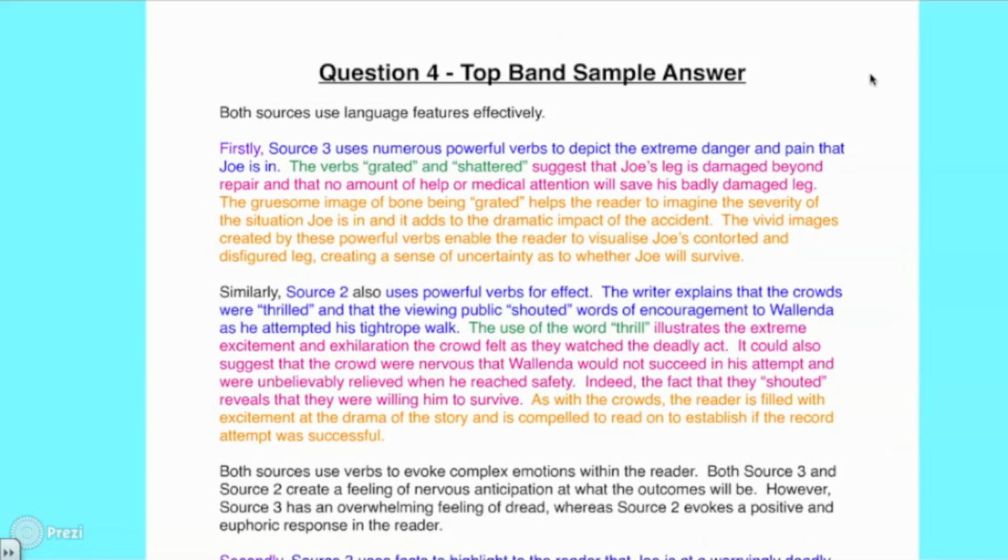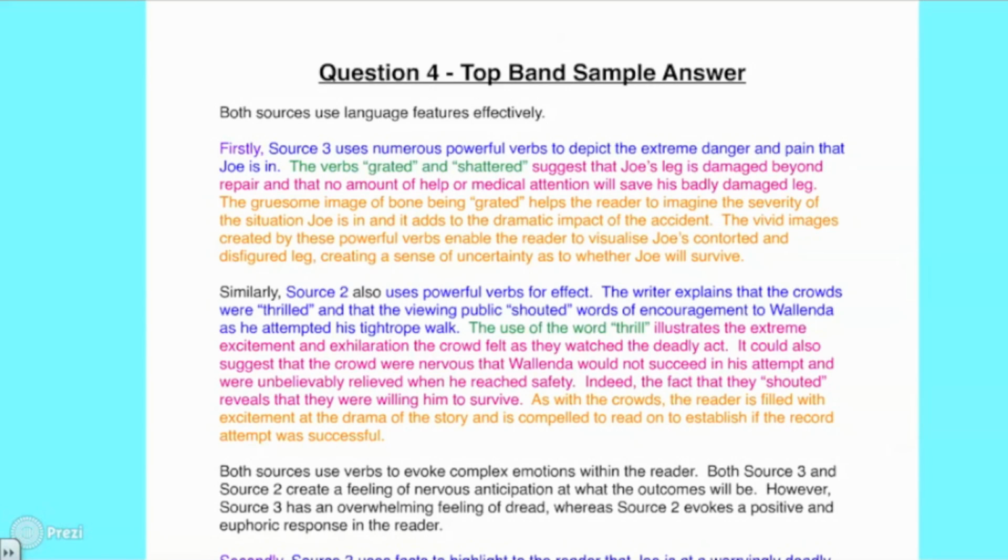So then I've looked at source 2 and I've thought, oh, source 2 also uses powerful verbs. So I said similarly, which is my word for comparison, source 2 also uses powerful verbs for effect. The writer explains that the crowds were thrilled and that the viewing public shouted words of encouragement to Wallander as he attempted his tightrope walk. Now the words thrilled and shouted should be in green because they are my quotes. Okay, so I've got my point and my quotes there, and they are embedded quotes again.